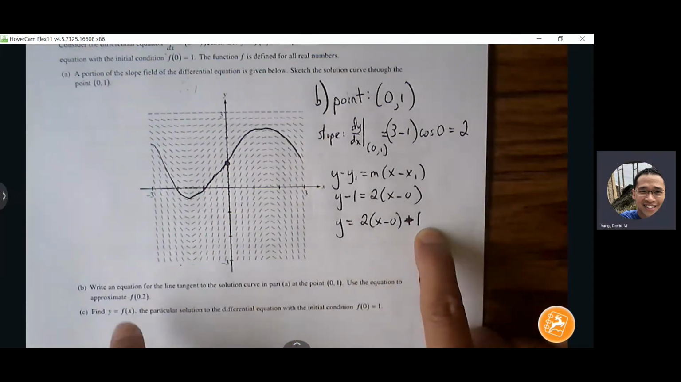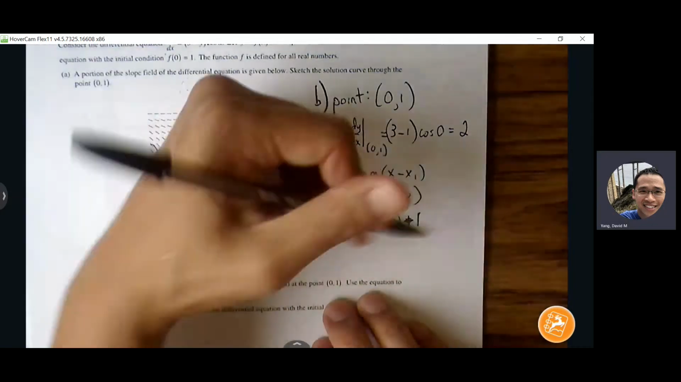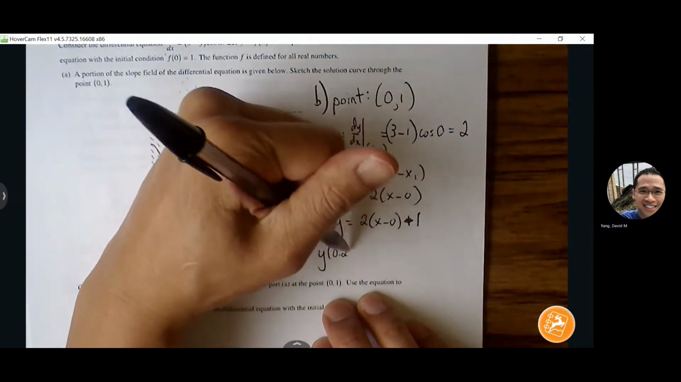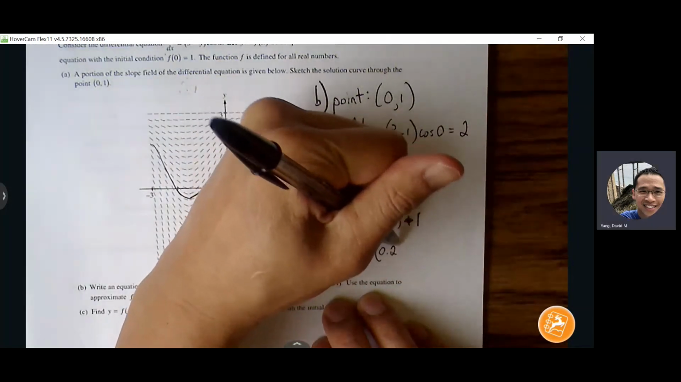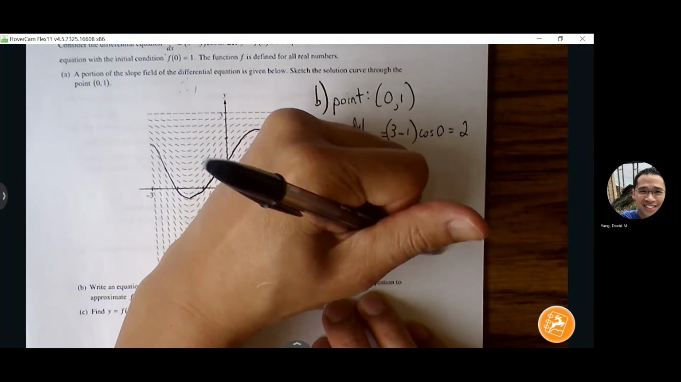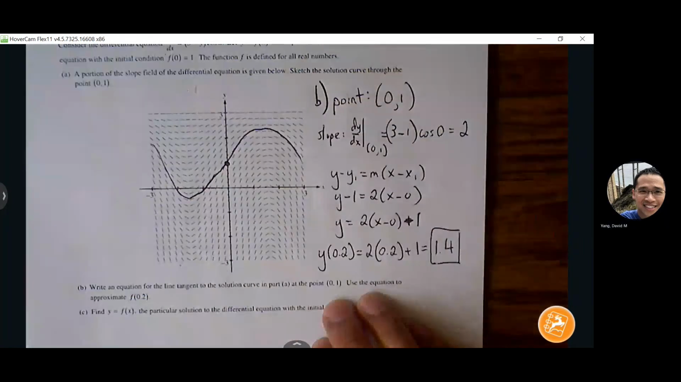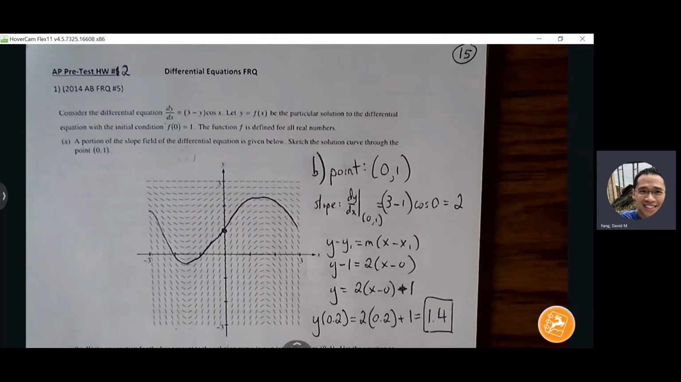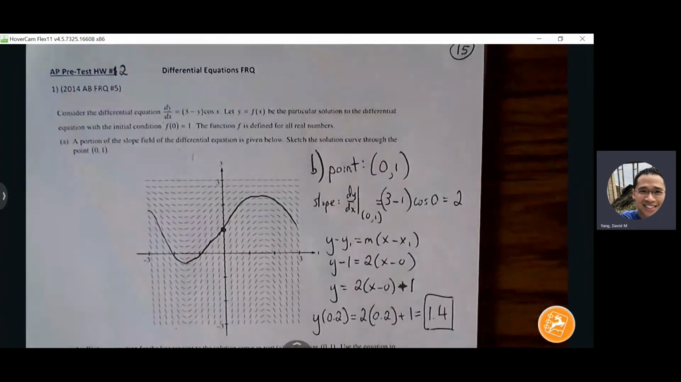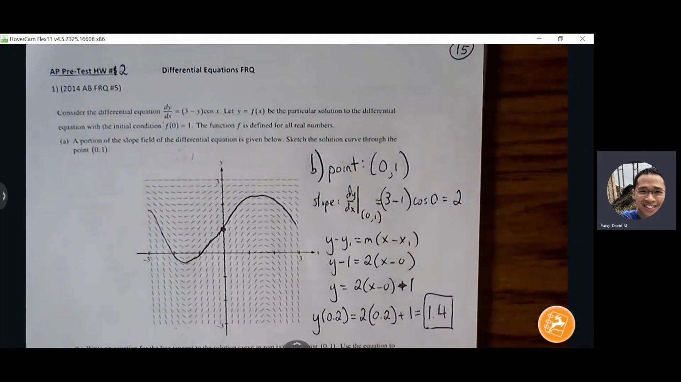There's my tangent line equation. Now I can insert 0.2 to do my linear approximation. Okay, so your homework, page 16 and 17. I'll check pages 15 and 16. So I'll check 4 pages, 13 through 16.